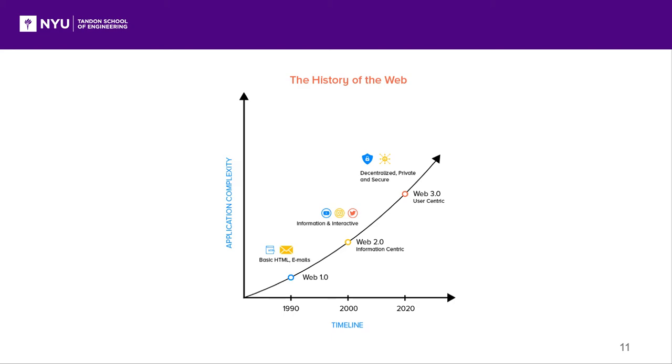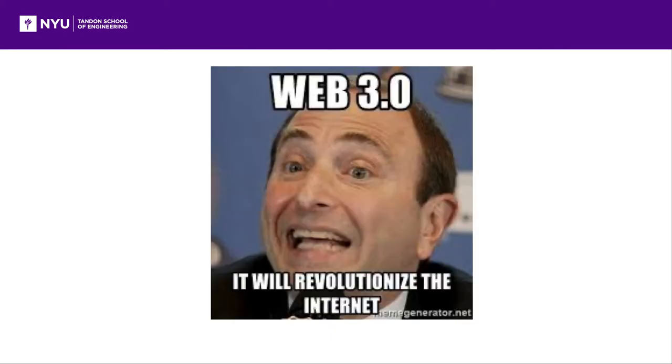Decentralization is what was needed. Blockchain was the means and Web 3.0 was the aim. So what is Web 3.0?